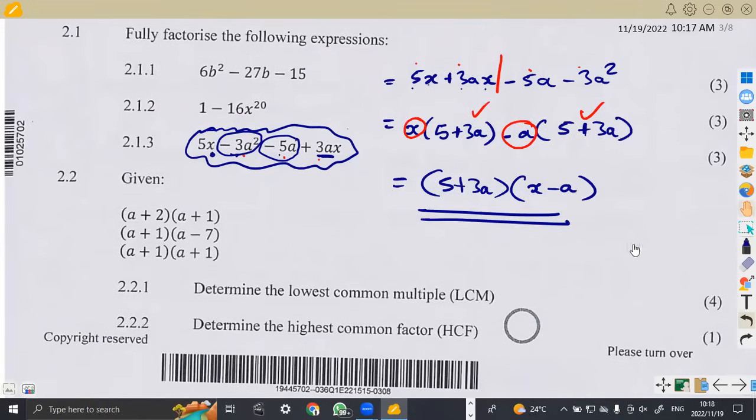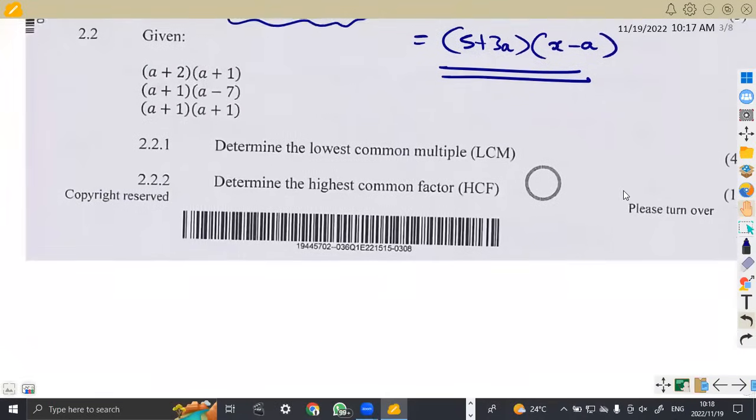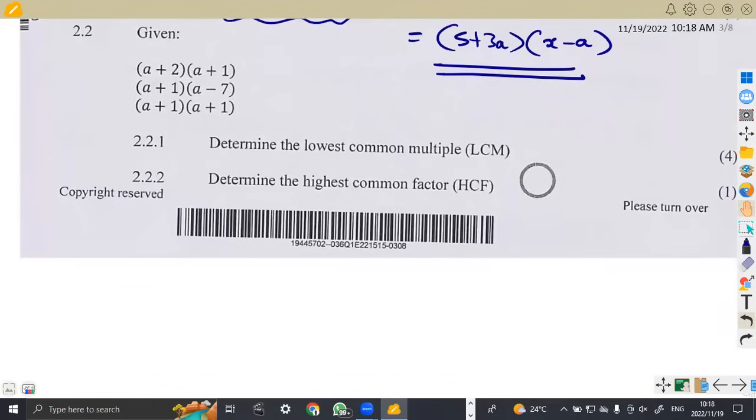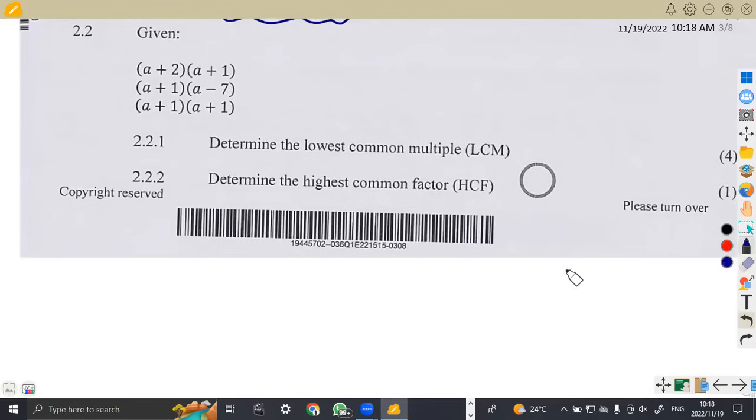Okay, anyways, let's check 2.2. We are now given certain expressions that we are supposed to work from, and from these expressions, the first part was to determine the lowest common multiple, which is the LCM. Guys, I told you about LCM. These are already factorized expressions. They were already factorized for us, so it was just a matter of taking the answers. Okay, so remember LCM, we have to take everything, but on a condition like this, we have got a plus 1, a plus 1. We have to take that as it is.